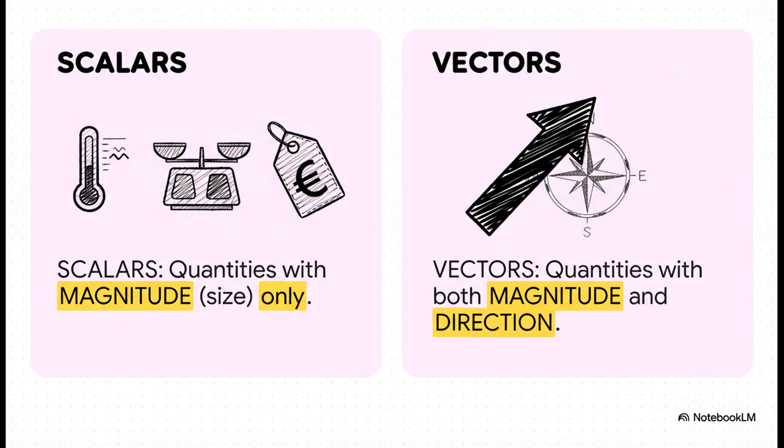So on one side you have scalars. These are the simple ones. They're really just a number, a magnitude, a size. Think about things like temperature, or how much you weigh, or the price of a gallon of milk. But on the other side, you've got vectors. And vectors, well, they're the whole package. They have that same magnitude, that size, but they also come with a specific direction.